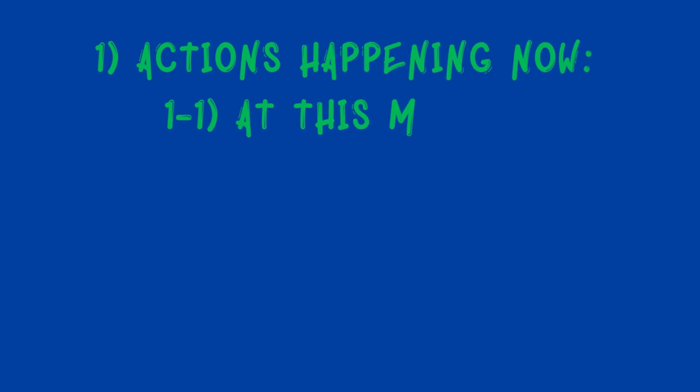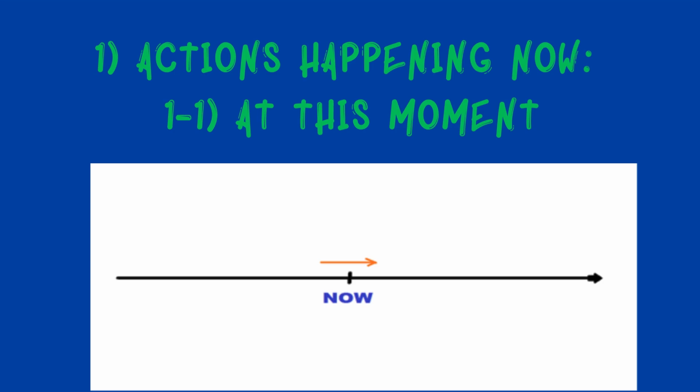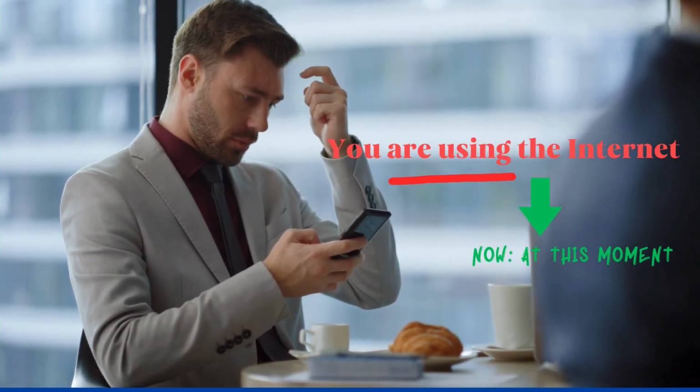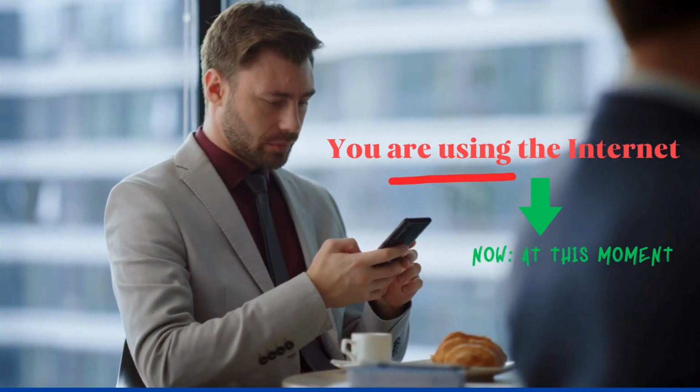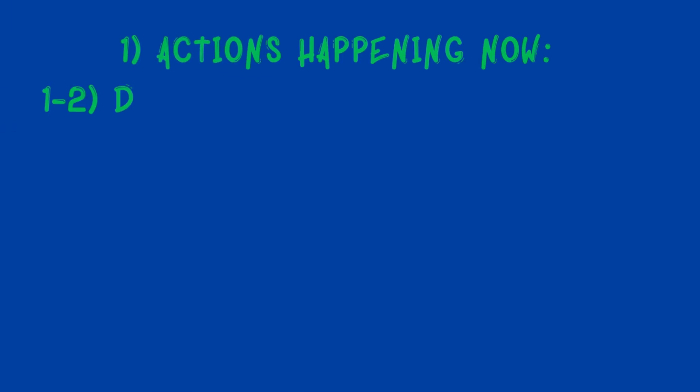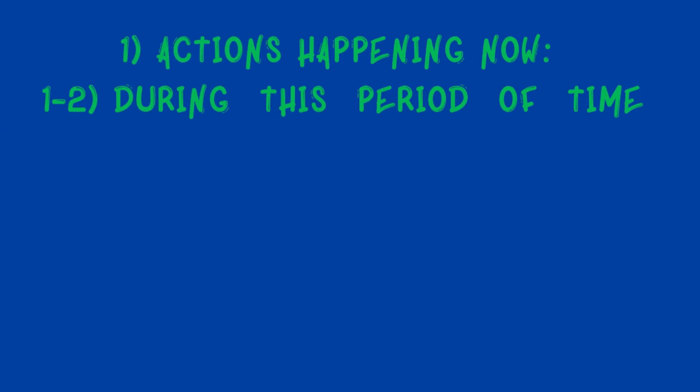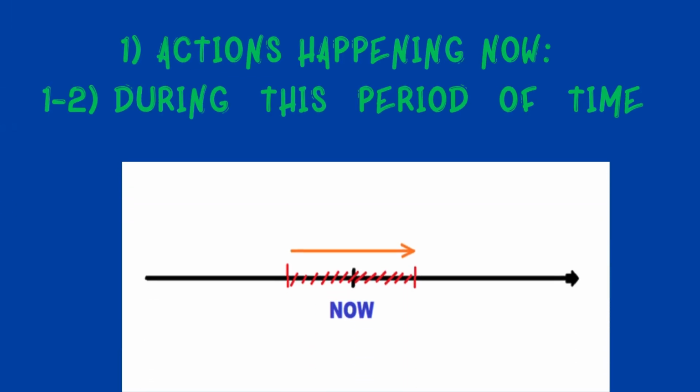The present continuous tense is used to express actions happening now, at this moment. Actions happening now, during this period of time.